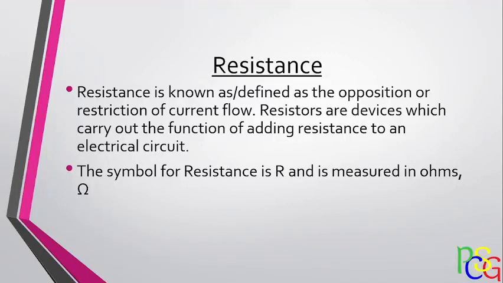The symbol of resistance is R. So you will see R in a circuit, you will see R1, R2, and it is measured in ohms. So you can see R1 is equal to 10 ohms. That is just how resistance is represented, with R as the representation, and then ohms is the unit of measurement.